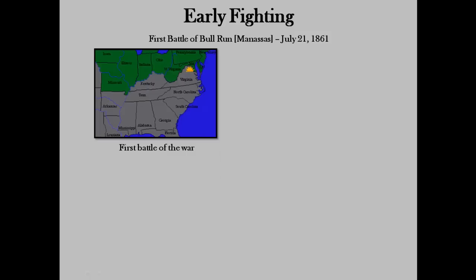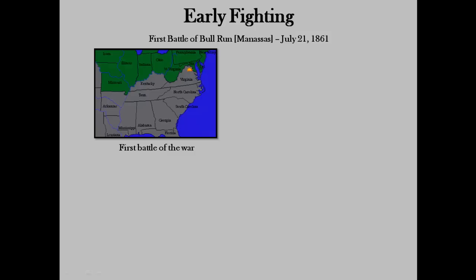And the first battle between the North and South was waged in Manassas. Northerners named the battles after bodies of water or natural features, and Southerners named them after the nearest town or man-made landmark. So for Northerners, the first battle of the Civil War was the first battle of Bull Run, and for Southerners, it was the first battle of Manassas.